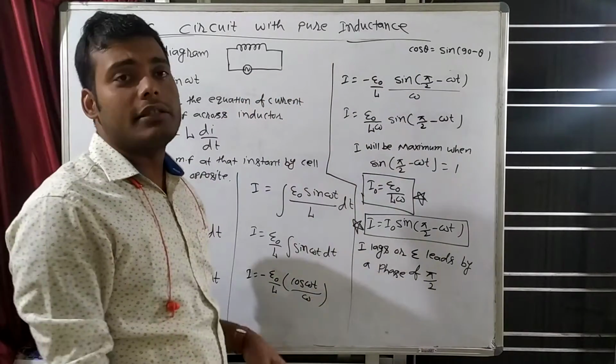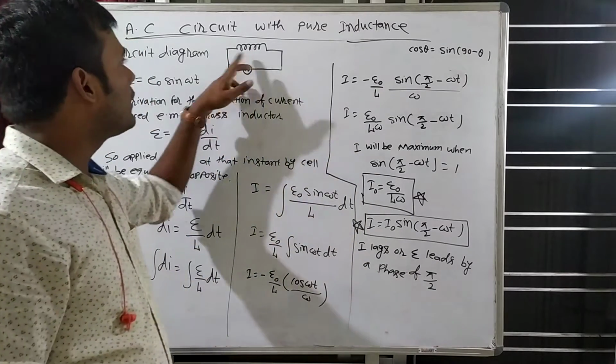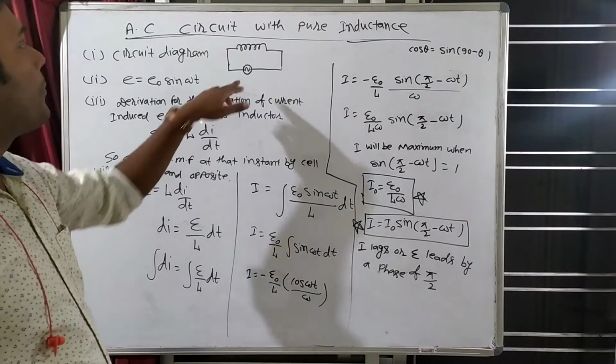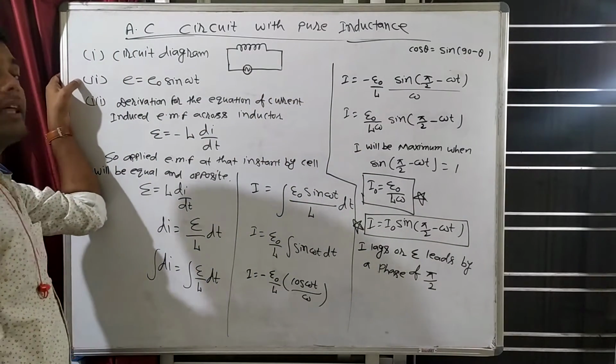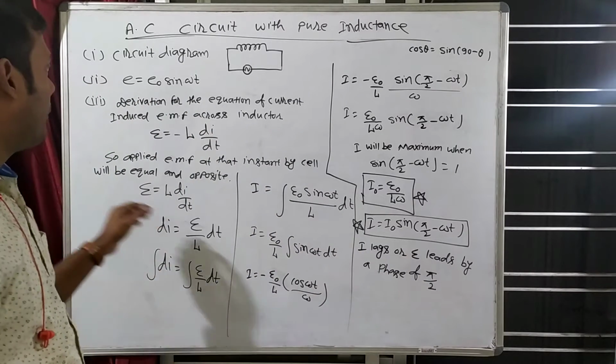Here this is inductance, so I will place an inductor. In the place of resistance, I will place an inductor and connect it with an AC source. This is the symbol of an AC source. Then we have to write the equation of EMF. Equation of EMF will be E is equal to E naught sin omega t.